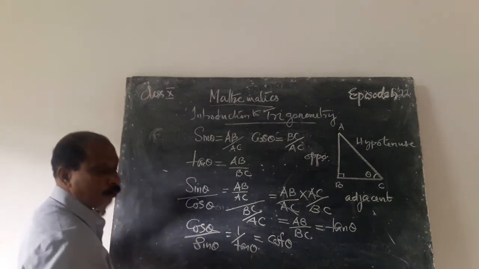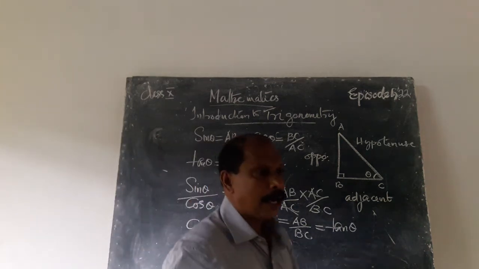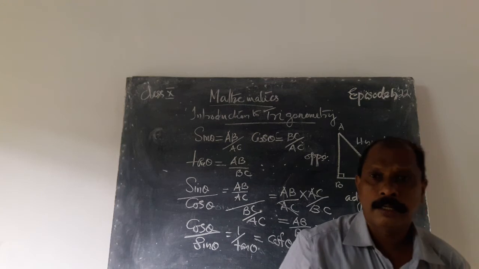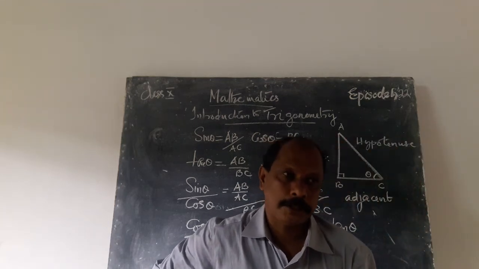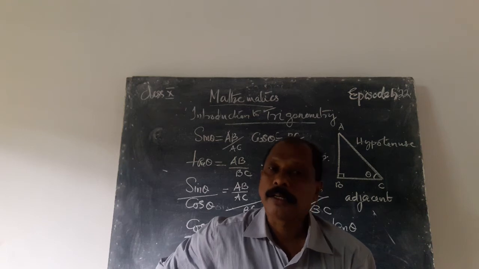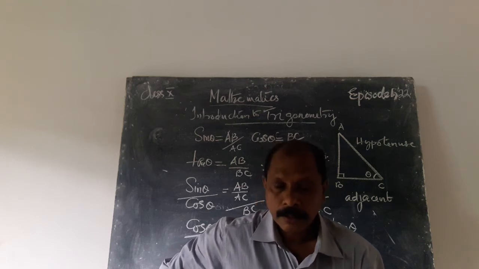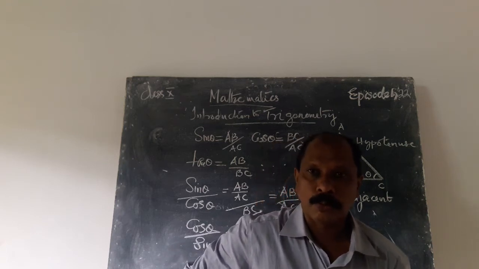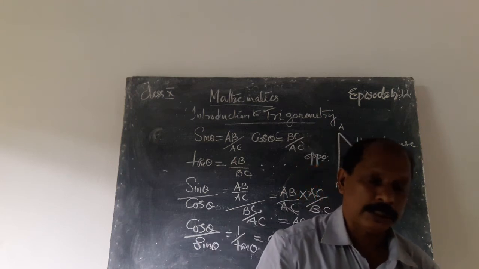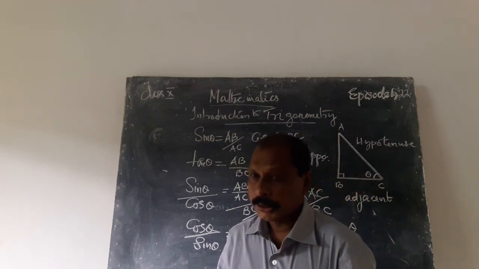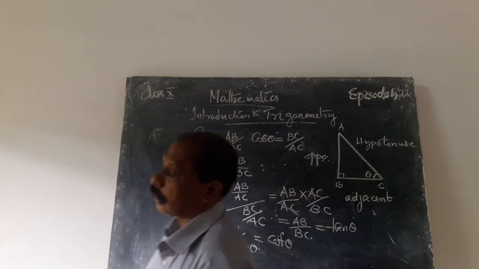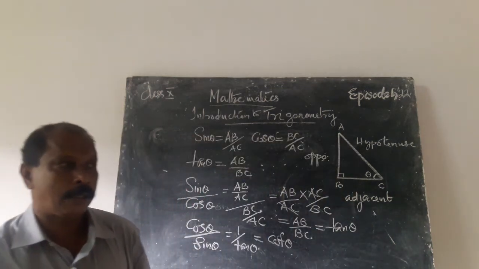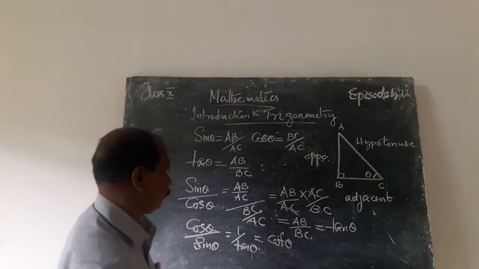Therefore, sin theta by cos theta is tan theta. Tan theta is replaced by sin theta by cos theta, or sin theta by cos theta is replaced by tan theta. Cos theta by sin theta is cot theta. Therefore, there are two relations between sin theta, cos theta and tan theta. One is sin theta by cos theta is tan theta. The other one is cos theta by sin theta, the reciprocal of tan theta, that is cot theta.